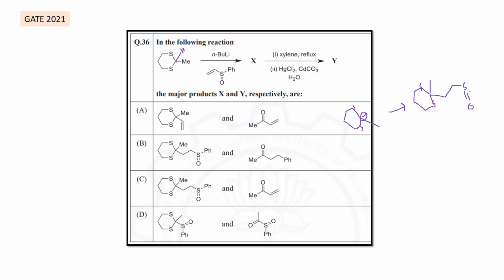So our X will be this one. So the first two are already out, and the third and fourth ones are also out. Now if we add xylene and H2Cl2, in presence of H2Cl2, what will happen?